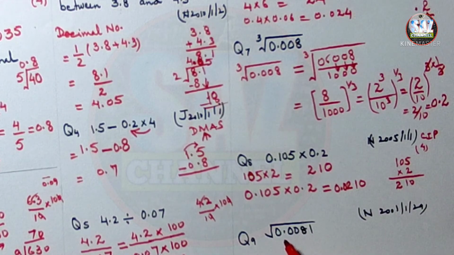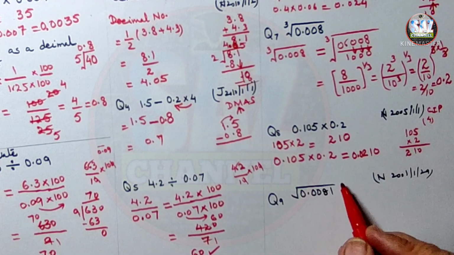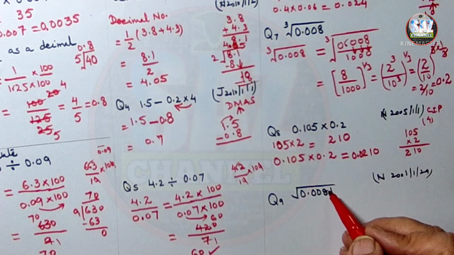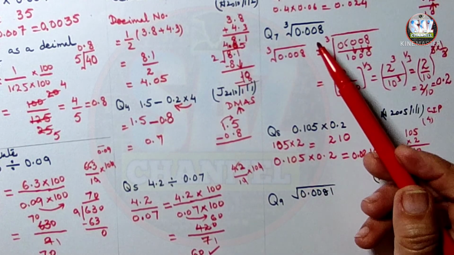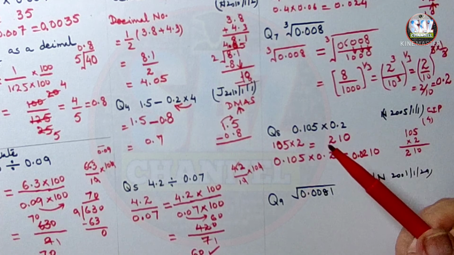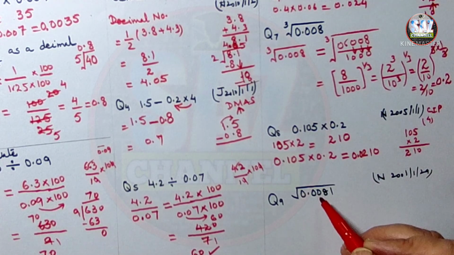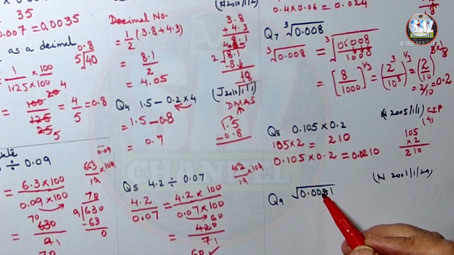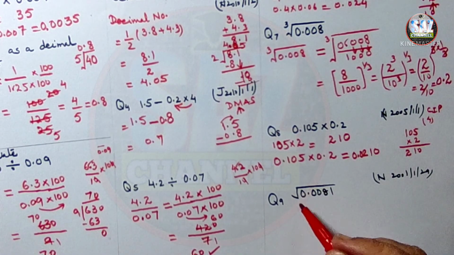And moving to the next question, that is 0.0081, and we have to take the square root of this. Now if we look, this question is almost the same as 0.008, but over there we had to find the cube root, and here we have to find the square root. So when you get such questions, either you have to evaluate the square root or cube root. Under the root, you will have numbers whose perfect squares or perfect cubes exist easily, so that you can solve all these questions without a calculator.